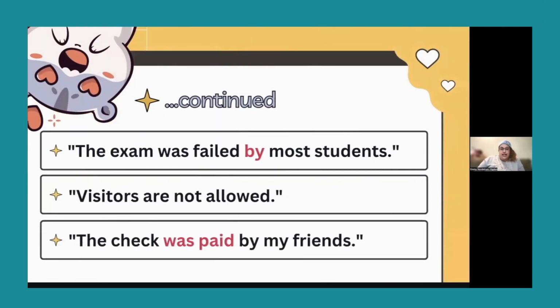So these are examples of the little tips that I've just outlined. When you see the sentence, the exam was failed by most students, you can see the little "by" in there and you can say, oh, that's my red flag, that's my passive voice. The way that we would switch this to the active voice is to say, most students failed the exam.